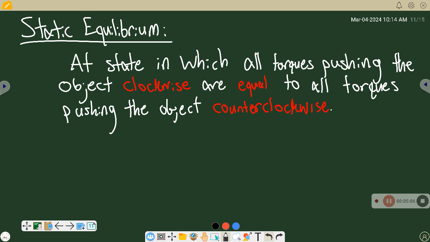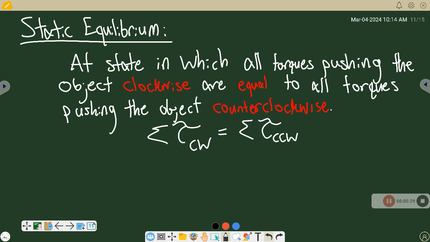I usually like to take these and turn them into mathematical equations. So basically what I'm saying is that all of the torques, by the way, we represent torque using this Greek letter tau. It's kind of like a fancy T. So I sum up all the torques pushing clockwise, and that is going to be equal to all the torques summed up which are pushing counterclockwise.